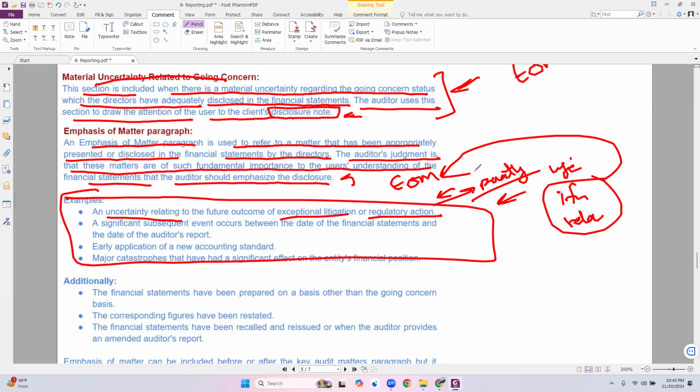What do you mean by early application of a new accounting standard? So you should basically know this. It's not very important, but it is a conceptually important thing. You should have this concept in your mind.